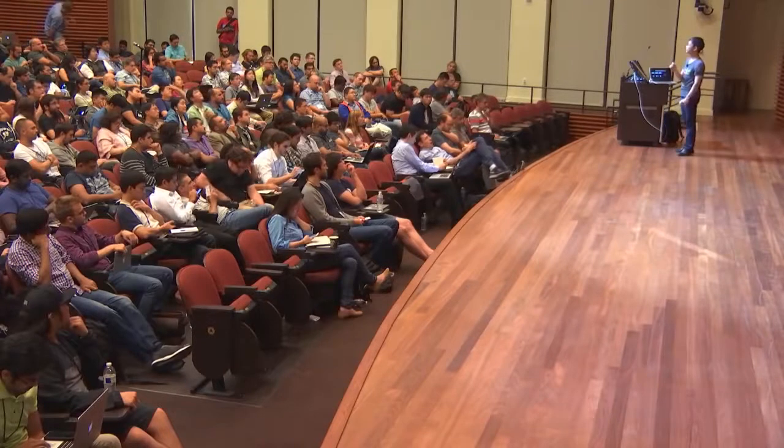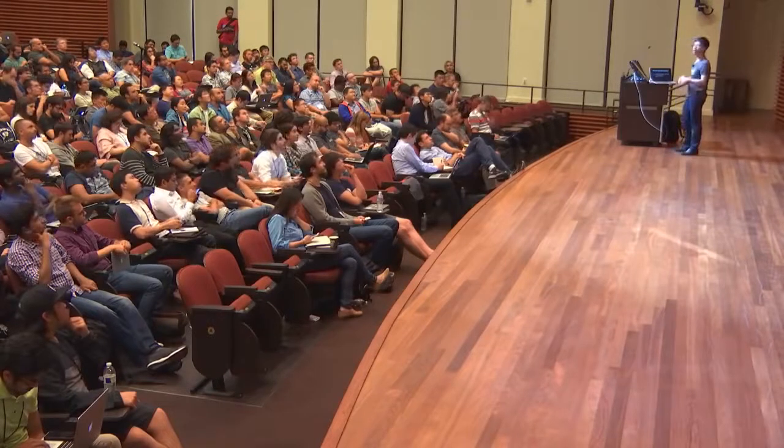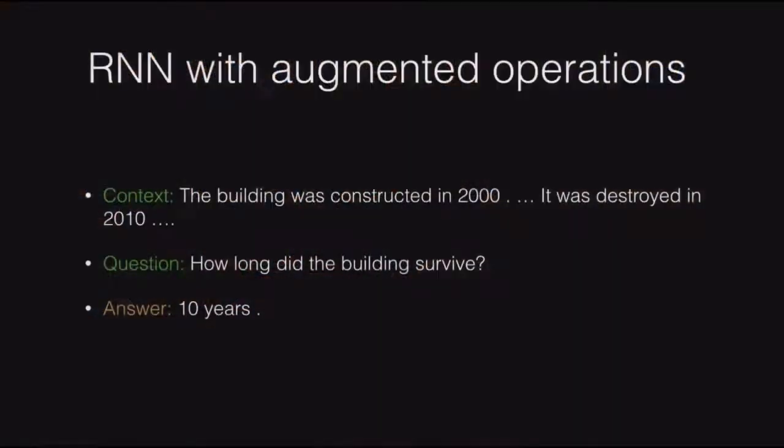Any question? No question. Wow. Okay, so another extension that a lot of people talk about is using RNNs with augmented operations. You want to augment the neural network with some kind of operations like addition, subtraction, multiplication, the sign function, etc. A lot of functions. To motivate you, you can think about Q&A falling into this. For example, here's the context. The building was constructed in the year 2000. And then later on, people say, oh, it was destroyed in the year 2010.